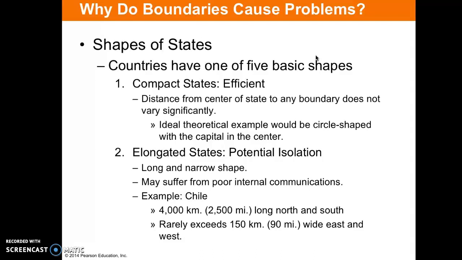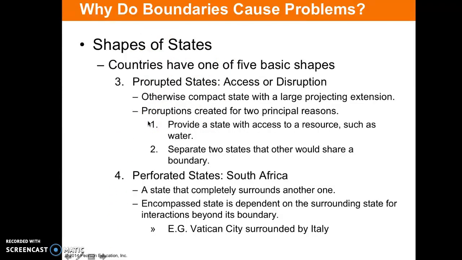Number 2 is the elongated state. The elongated states, because they are long and narrow, have the potential for isolation. This potential for isolation means that you can have poor internal communication. Chile is one. It's 4,000 kilometers long, north and south, but it's rarely more than 150 kilometers wide from east to west. And so you have trouble communicating from the north to the south of a state like that, particularly before we had telephones and the internet.